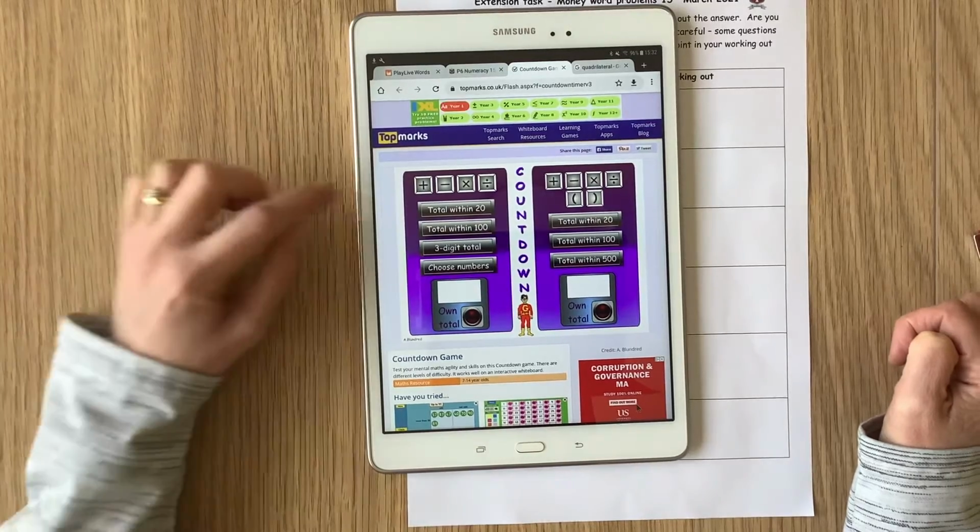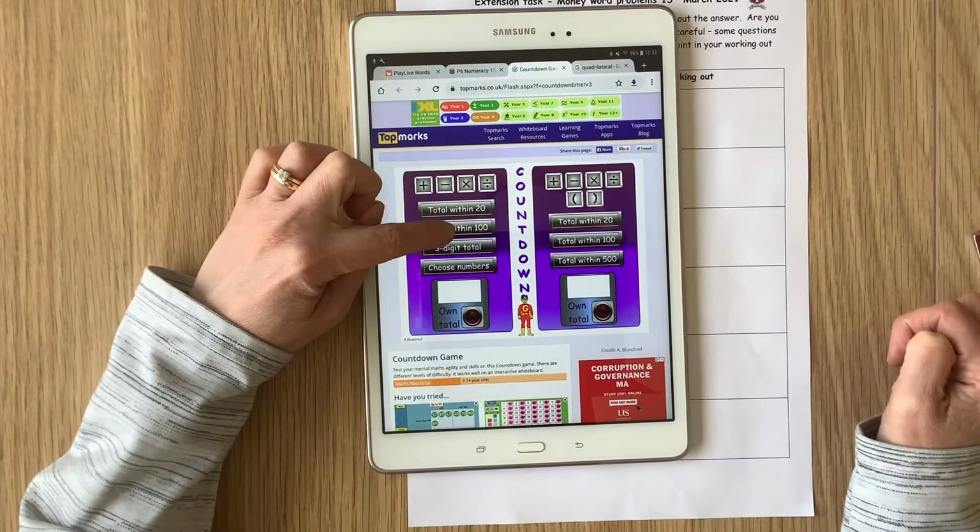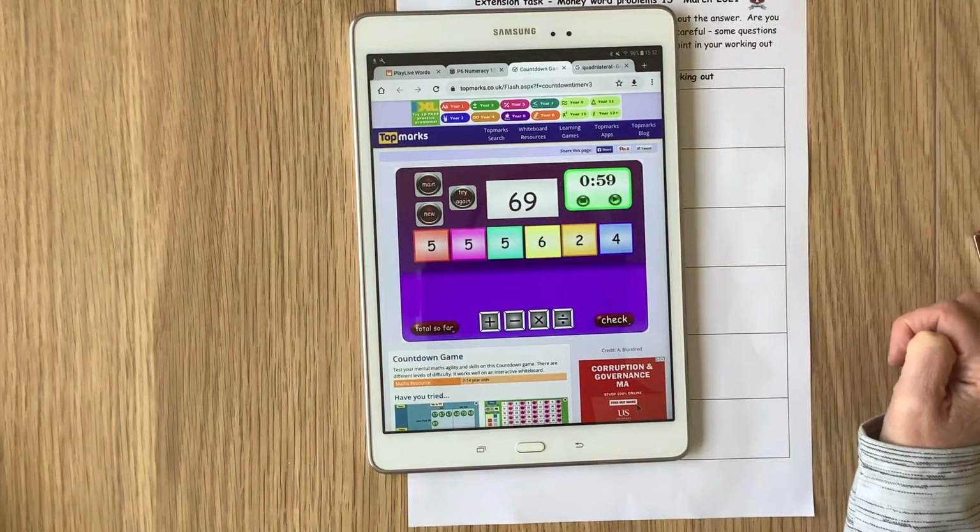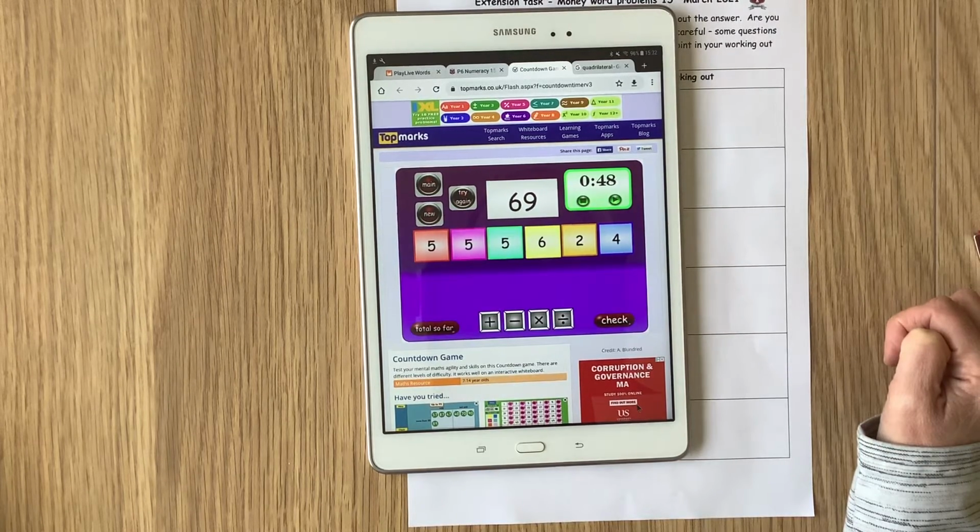And then what you could do is have a go maybe at the harder level, the total within 100. Now, P6, how could I make 69 using these numbers? I've got 5, 5, 5, 6, 2 and 4. How could I make 69? Can you think of a way to do it? Well, perhaps that might be your challenge.